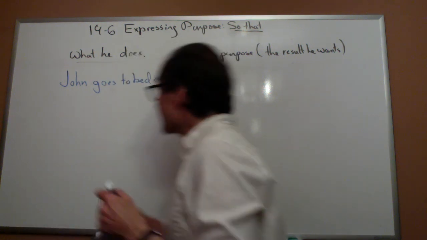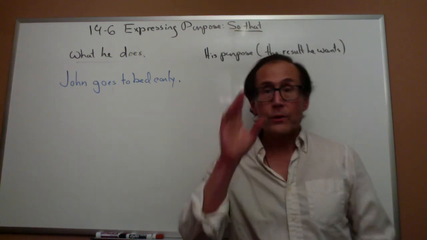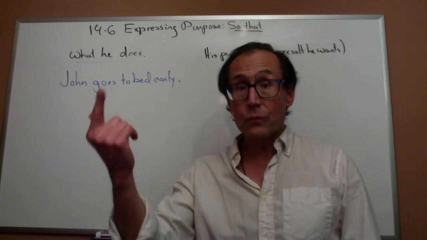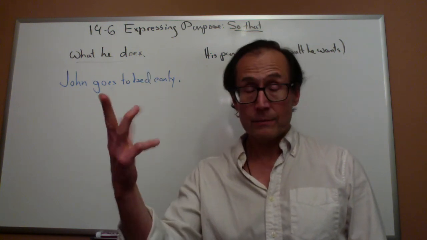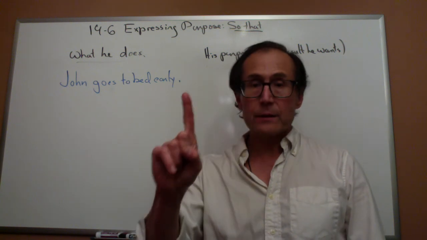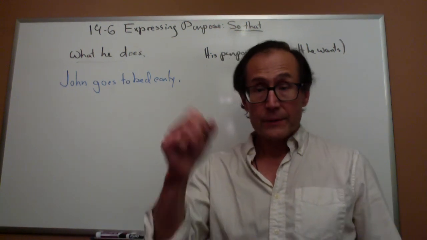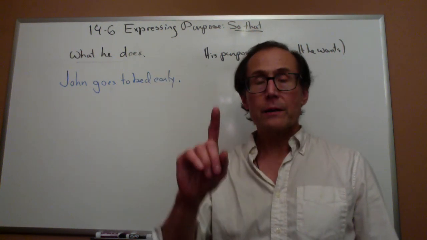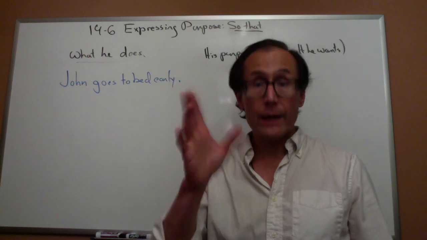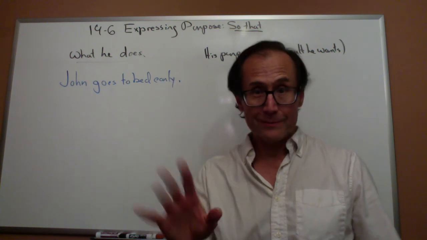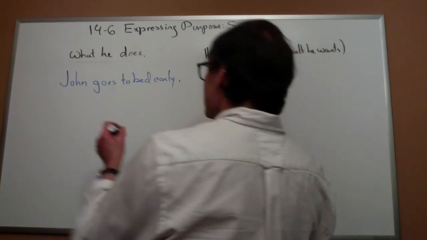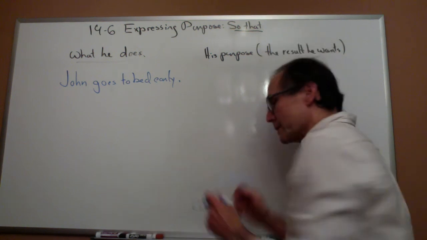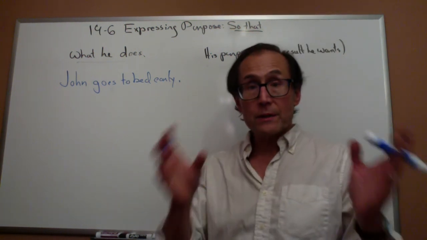Okay, so you remember that we've talked about so that being used with will, would, can, and could. I want to teach you one more way that I can use so that. So we've had four: will, would, can, could. One more way, but this way, so far as I know, you never have to use. It's optional. Let me show you this. So I could say, John goes to bed early. And then let's say, what is his purpose? What does he want? Well, let's say he wants to get enough sleep.